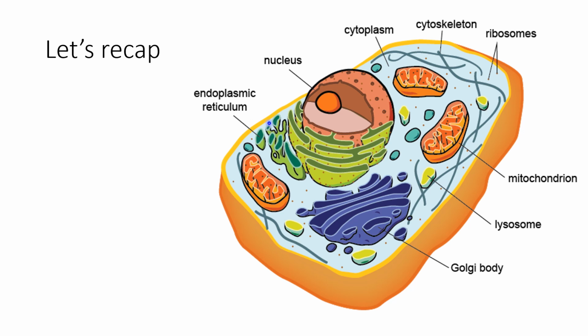Our smooth ER does not have any ribosomes on it. It makes lipids and it makes hormones or steroids. And those get sent to our Golgi body or our Golgi apparatus, and they are packaged and modified in our Golgi body, okay? So they kind of work in tandem.